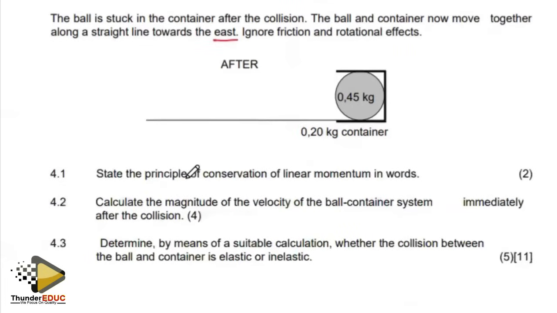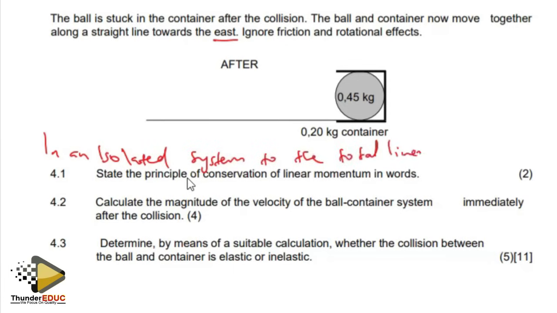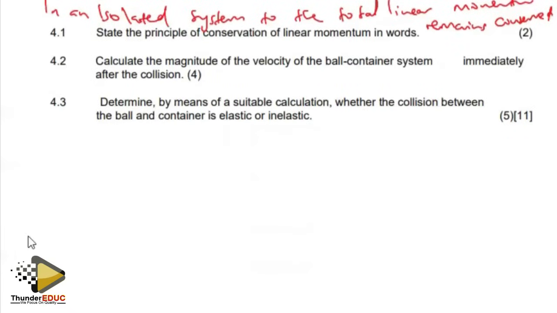Then they want us to state the principle of conservation of linear momentum. So remember what we said? That in an isolated system, the total linear momentum stays constant, or remains constant, or stays the same, or is conserved. You can use those terms. In an isolated system, total linear momentum remains conserved. And then 4.2, they want us to calculate the magnitude of velocity of the ball and the container immediately after collision for 4 marks.